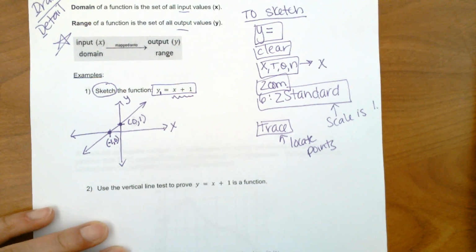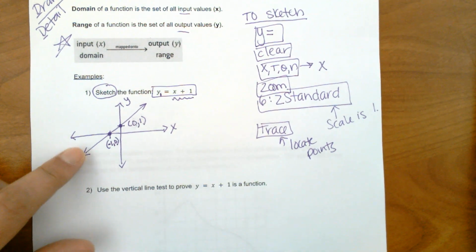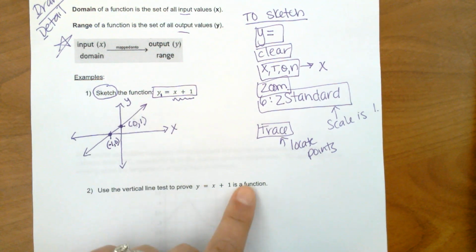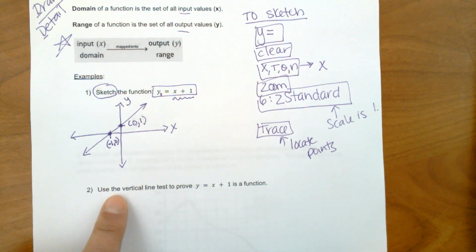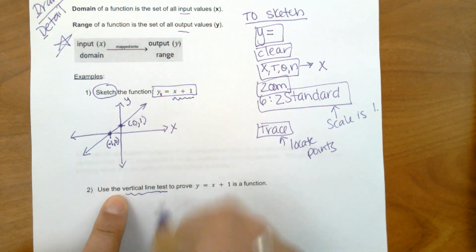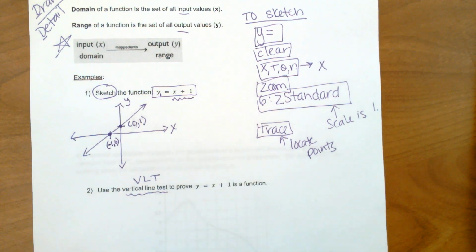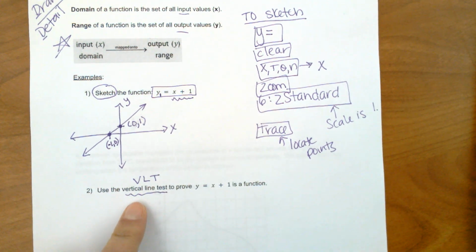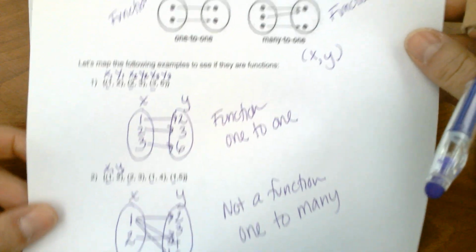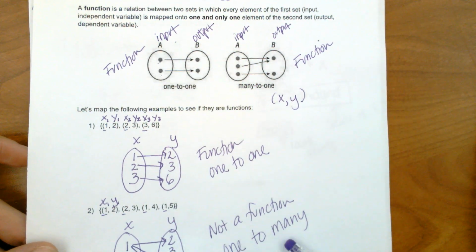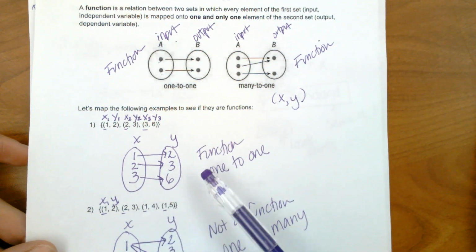Okay, now what we're going to do is we're going to see if this function, y equals x plus 1, using this graph, is a function. And what we're going to do is we're going to use the vertical line test. And I always like to say VLT so that I don't have to write it all out. Just like what we did for our maps, we were able to tell if it's a function or if it's not a function. And we used mapping to do that.